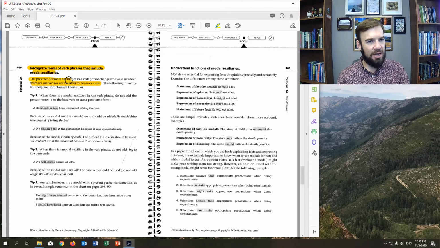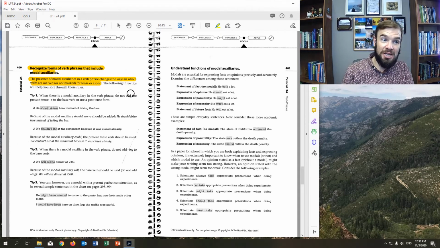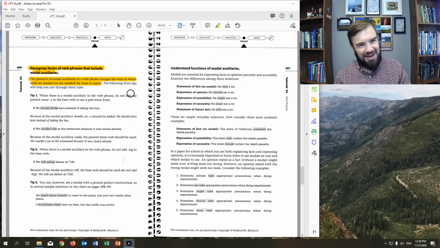I'll just repeat that again, right? Why are modals important in English grammar? Well, they're important because the presence of modal auxiliaries in a verb phrase can change the ways in which verbs are marked or not marked for tense and aspect. And we'll see some examples. So, the following 3 tips will help you sort through those rules.